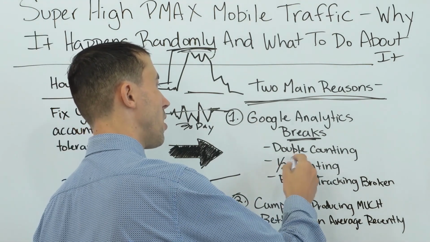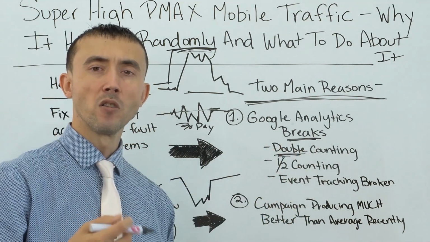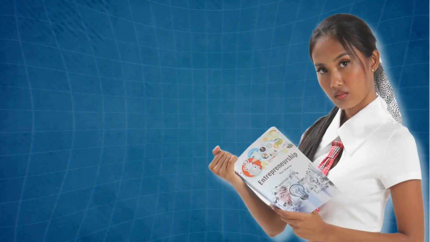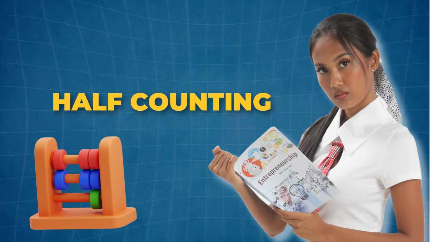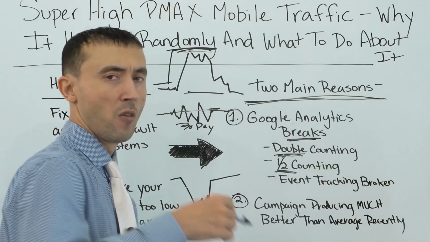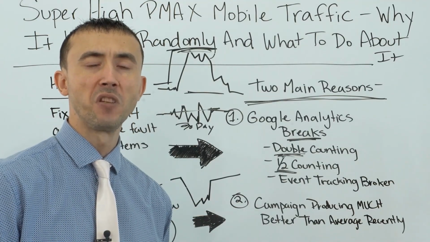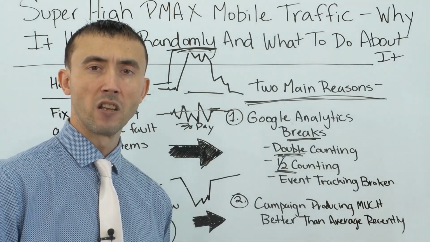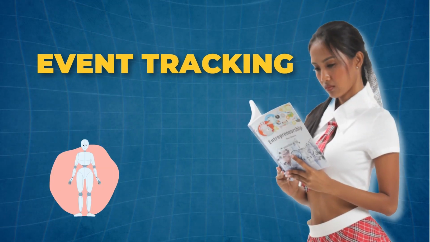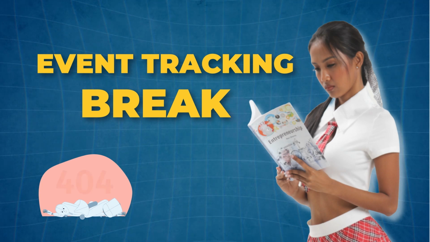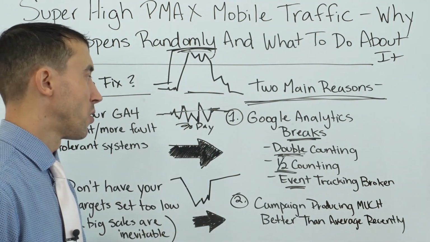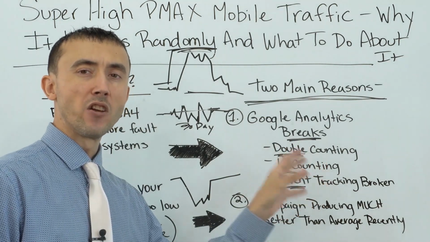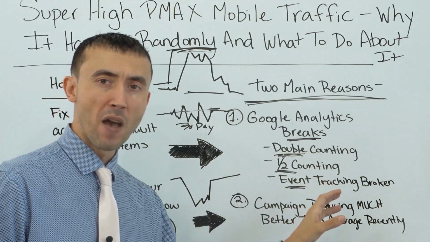You will also have an issue if you have double counting of your data in Google Analytics all of a sudden, or half counting or partial counting of the users who visit your website for whatever means. Maybe your shopping cart updated and how the data is sent to Google Analytics isn't the same anymore. Or you have event tracking in your Google Analytics account break. We've seen all of the above now. This will all typically cause exactly what these charts, as I showed you here, show. So that's the first major reason why you're going to get loaded up with mobile traffic on your PMAX campaign.